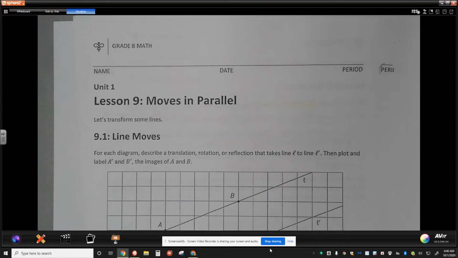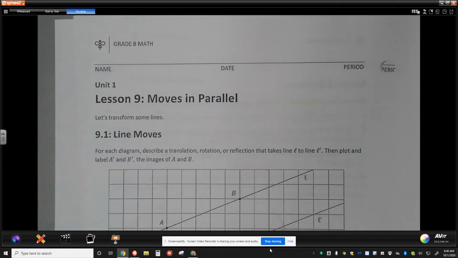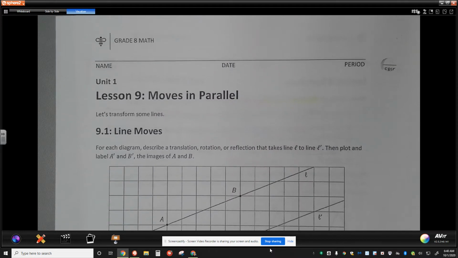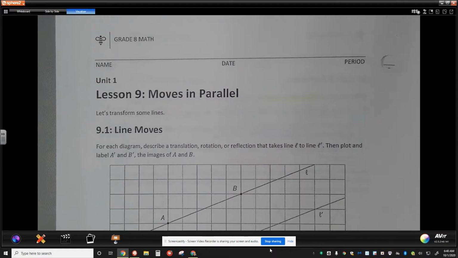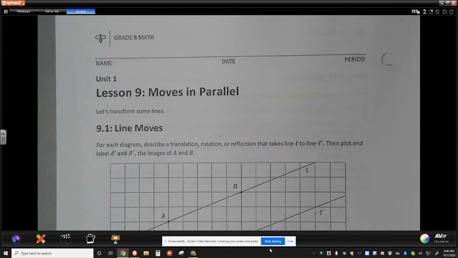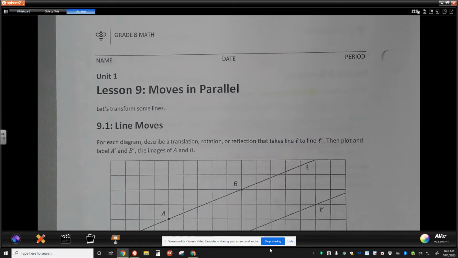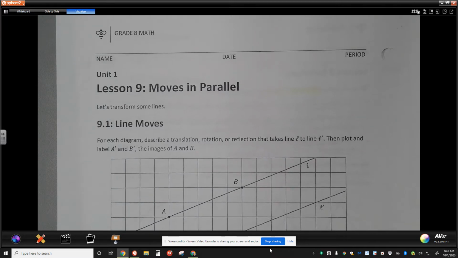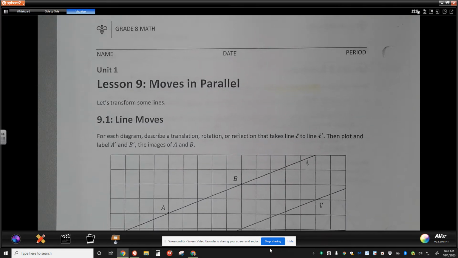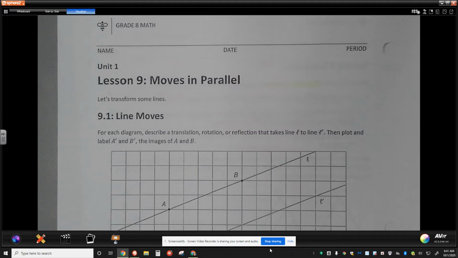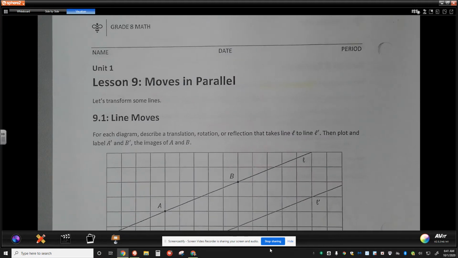Today we're going to be focused on Lesson 9 in Unit 1, Moves in Parallel. The goal of today is to be able to transform lines and to see what kind of effects transformations have on lines and parallel lines. We're specifically going to visit translation, rotation, and reflection and the effects that happen under a line.